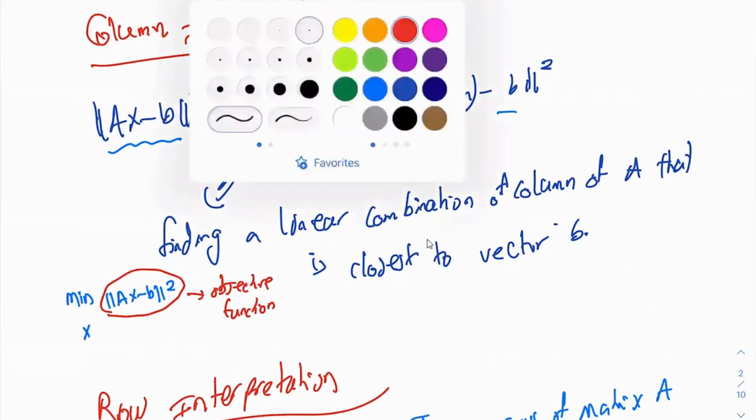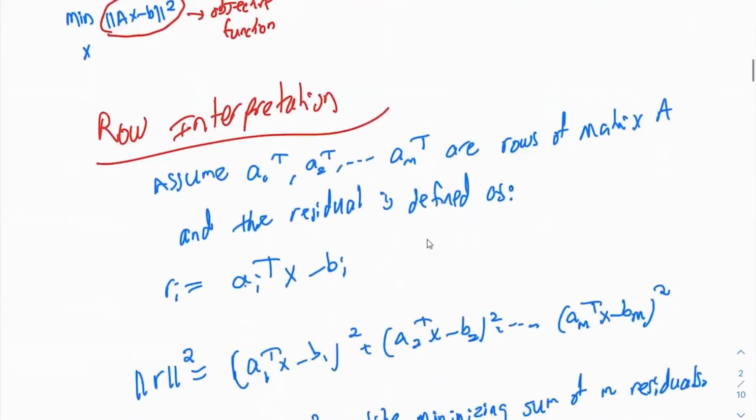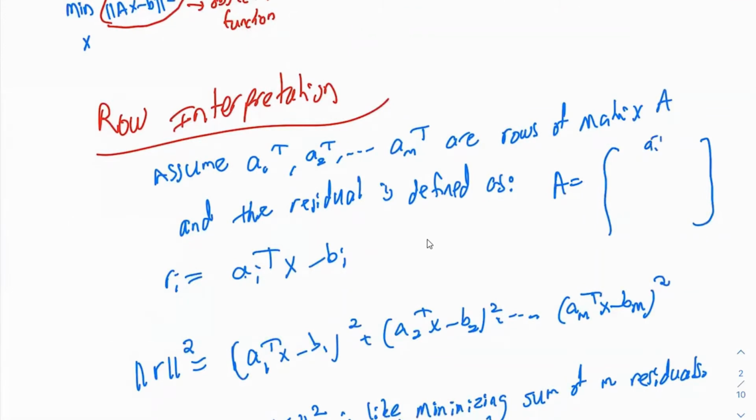Okay, good. Now let's take a look at the row interpretation. Row interpretation might be more useful actually. So here, during the row interpretation, assume I have this A. Instead of looking at the columns of A, I look at the rows of A. A is m by n. So how many rows do we have? We have m rows, right? We're going to represent rows of A by a1 transpose, a2 transpose, all the way to am transpose. These are rows of A.